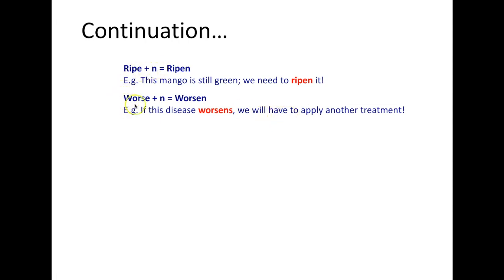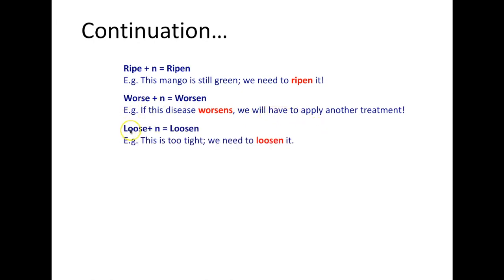Okay, aquí tenemos el adjetivo peor, y si le adicionamos la n, es el mismo caso de ripe, que termina en e, obtenemos worsen, que significa empeorar. El ejemplo es, if this disease worsens, we will have to apply another treatment. Si esta enfermedad empeora, tendremos que aplicar otro tratamiento.